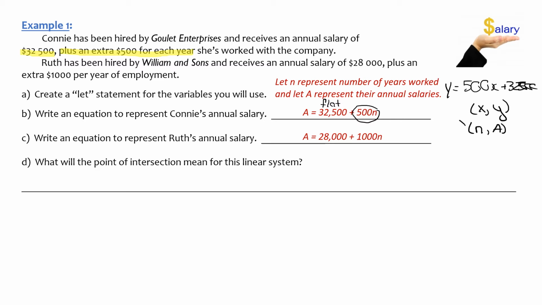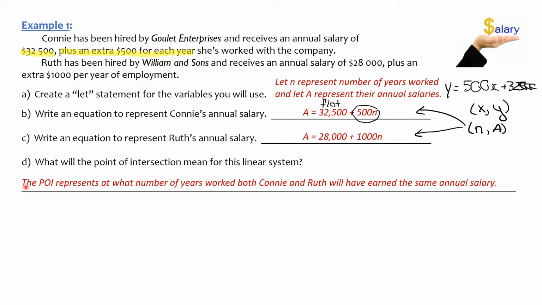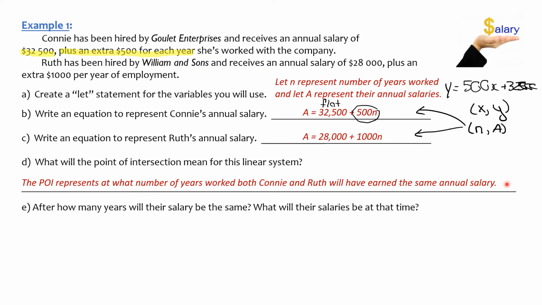So I want to know when this coordinate is the same in both equations, when n is the same and when a is the same. So what does n stand for? Look up again at our variables here. N is the number of years worked. So when Connie and Ruth both work the same number of years, whatever that may be, maybe it's going to be 2 years, at that point they'll have the same salary. The point of intersection represents at what number of years worked both Connie and Ruth will have earned the same annual salary. So the N and the A have to be equal in both.